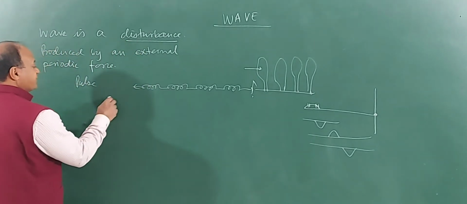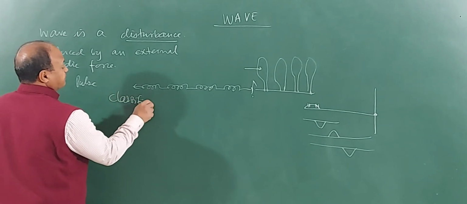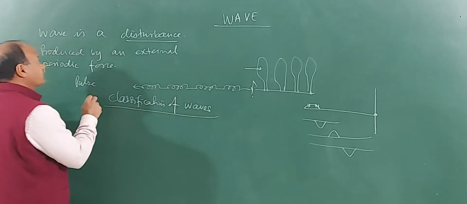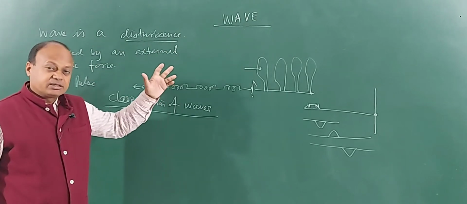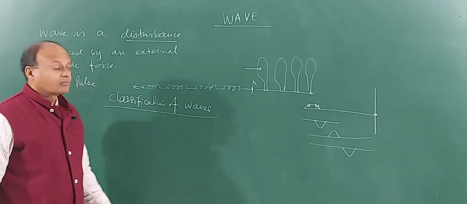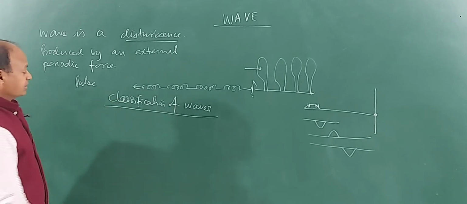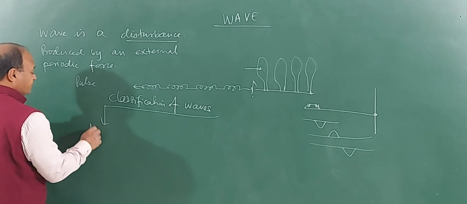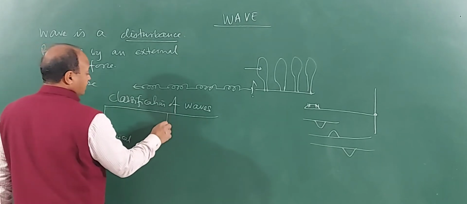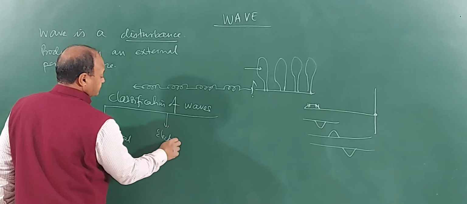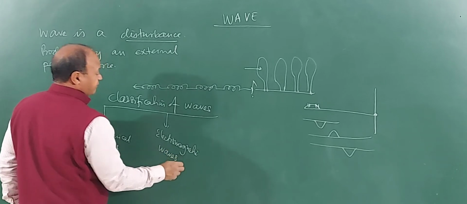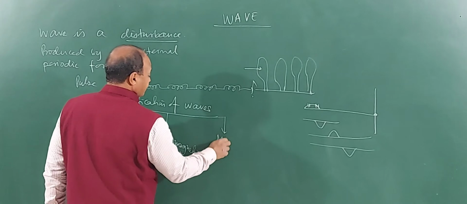So we can briefly see what is the classification of waves. How many types of waves do we have? Classification of waves. So remember children, waves will be propagated if and only if the medium particles are vibrating. They are moving. Okay? Classification of waves: we have mechanical waves, then we have electromagnetic waves, and then we have matter waves.